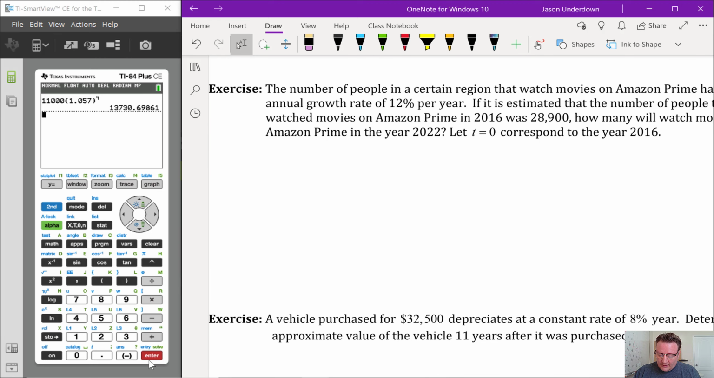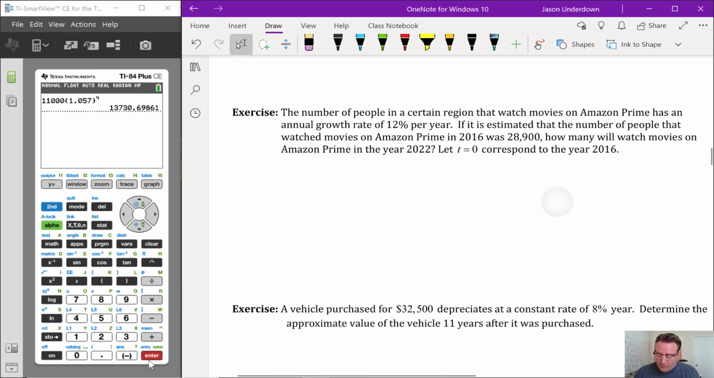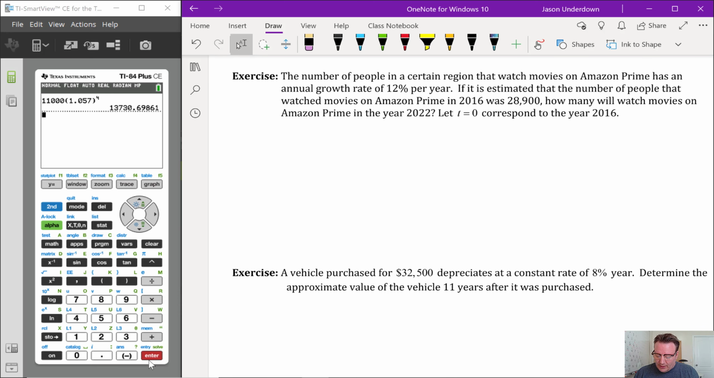How about this exercise? The number of people in a certain region that watch movies on Amazon Prime has an annual growth rate of 12% per year. It is estimated that the number of people that watched movies on Amazon Prime in 2016 was 28,900. How many will watch movies on Amazon Prime in the year 2022? Let t equal 0 correspond to the year 2016.